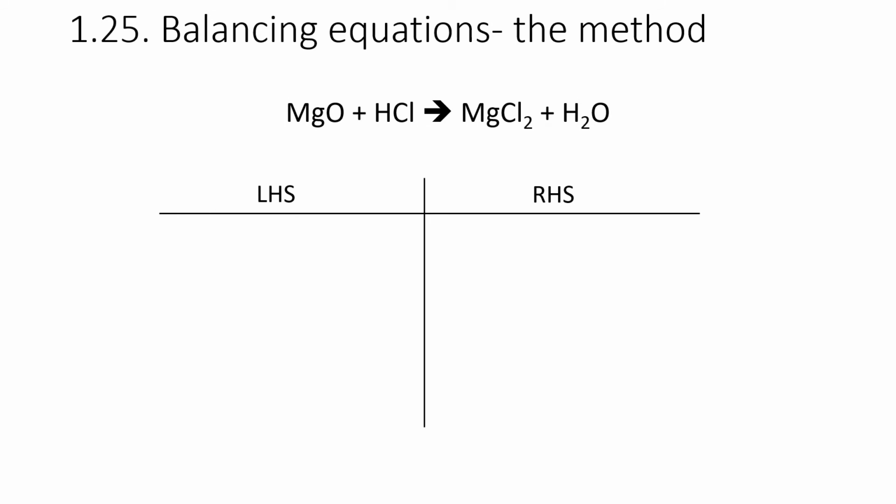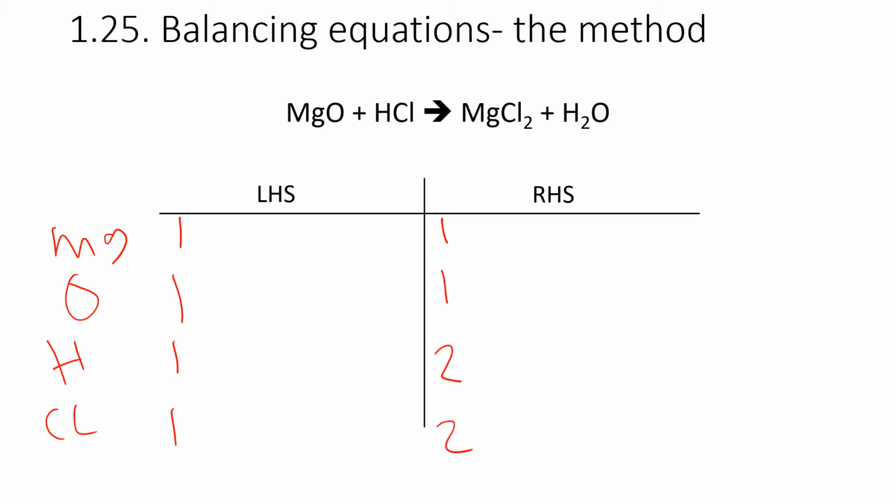Okay, number 1. Let's write down which elements we have. We have magnesium, we have oxygen, we have hydrogen, and we have chlorine. On the left hand side, how many magnesium do we have? Just 1. How many oxygen? Just 1. We also have 1 hydrogen and 1 chlorine. On the right hand side, we have 1 magnesium, we have 1 oxygen, we have 2 hydrogens, and we have 2 chlorines.